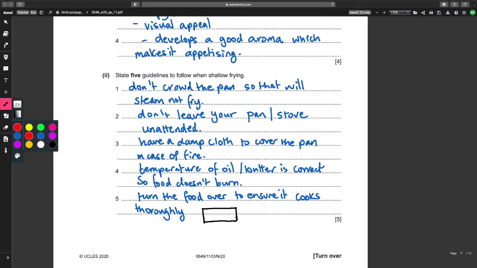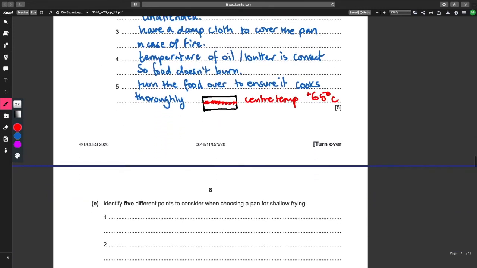that you have cooked it here in the middle. So the center temperature needs to be over 65 degrees centigrade. So especially, for example, if you're cooking steak, you want to ensure that the center of the steak, even if you are having it medium rare, that the center temperature is cooked. Okay. Right, let's move on to the next question.